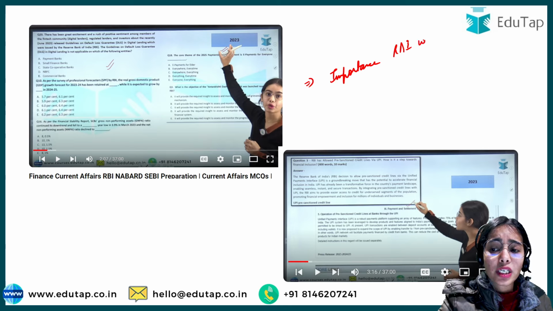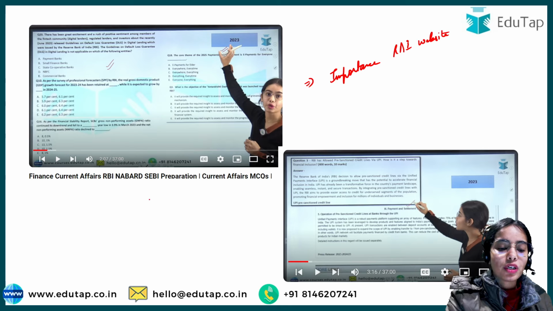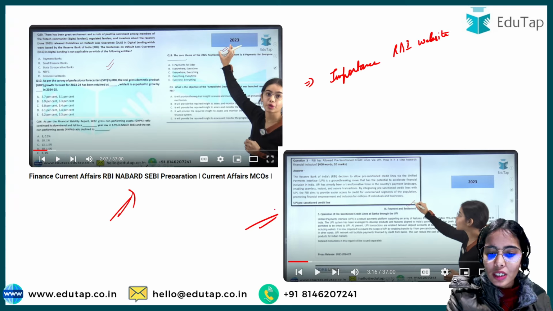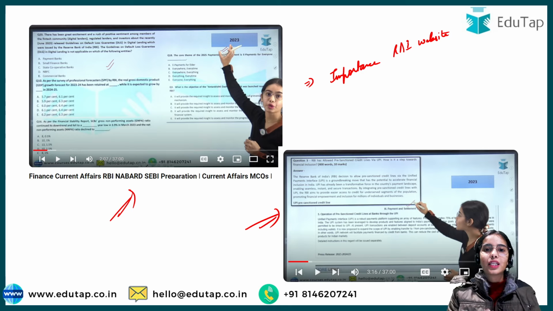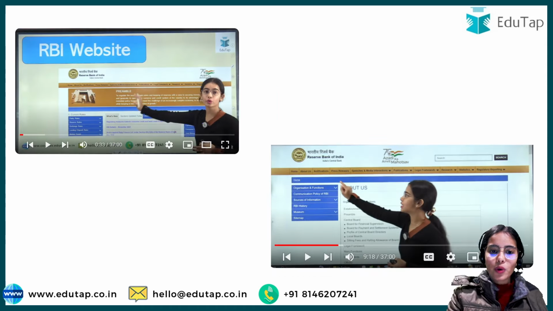In the previous session, we already discussed the importance of the RBI website, how important it is from the objective point of view and from the descriptive point of view for the RBI Grade B examination. In phase 1 and phase 2, both phases of the RBI Grade B, the RBI notifications and the RBI website are very, very important. You can go and see the previous session.